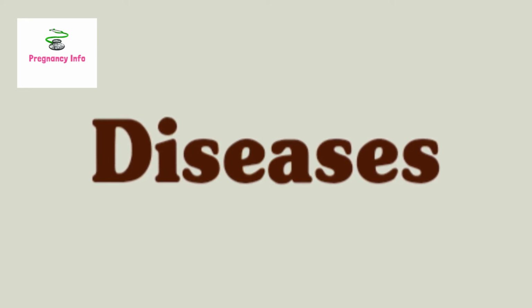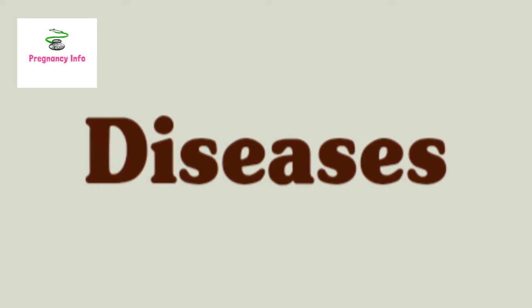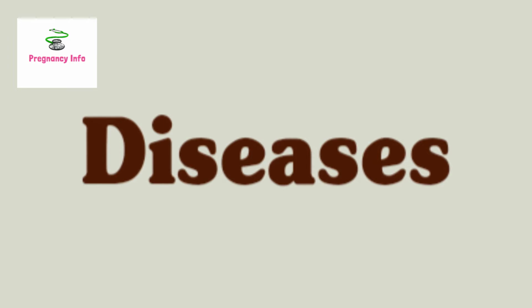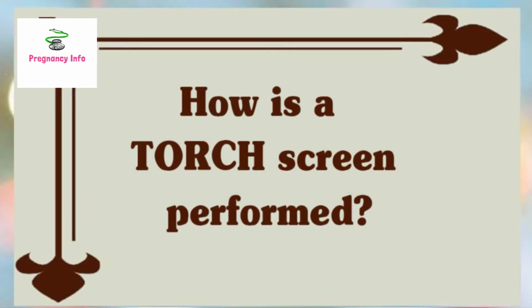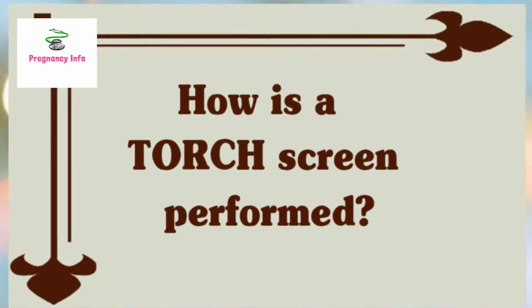The test screens for antibodies to infections and diseases. Antibodies are proteins that recognize and destroy harmful substances such as viruses and bacteria. How is a TORCH test performed? A TORCH screen involves taking a small sample of blood.